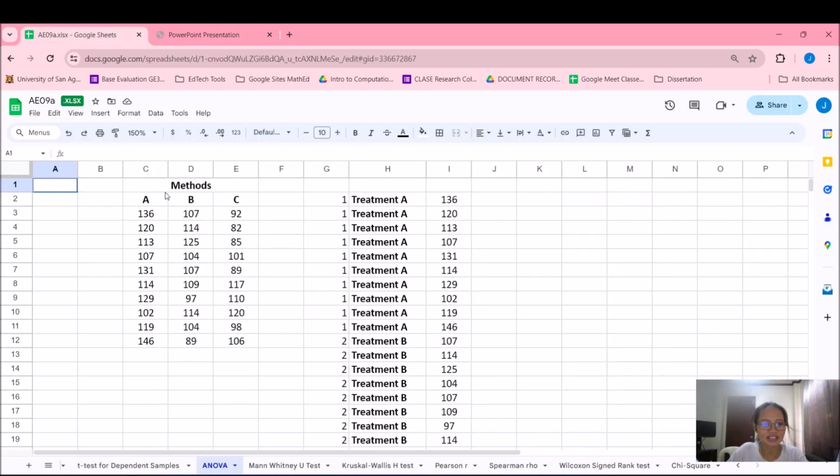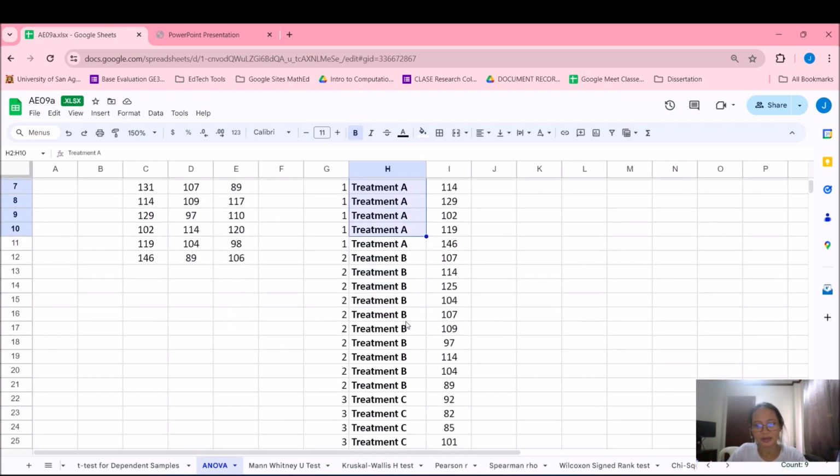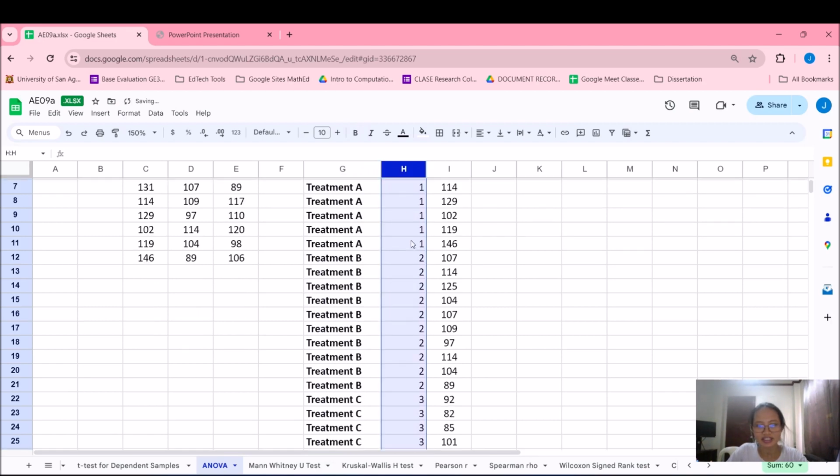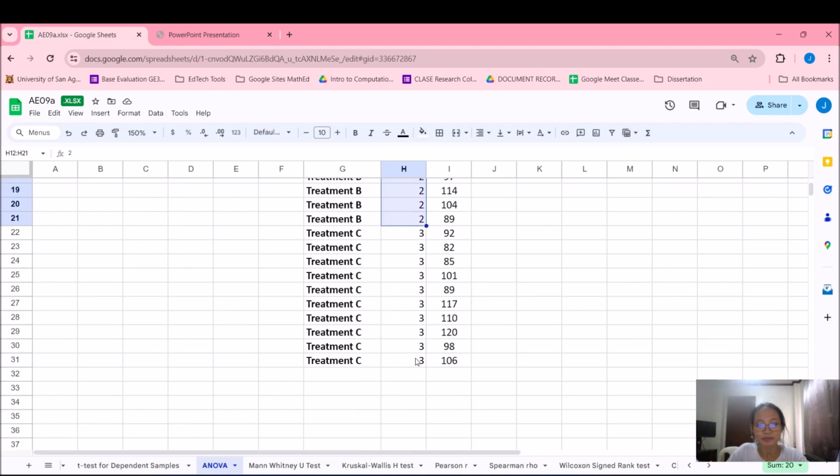Okay, so this is now your data. Methods A, B, and C, and these are the 10 people assigned to each method. Before logging that in SPSS for ANOVA, you can arrange it in this manner, where all of them are in the same column. This is your treatment, and these are the values equivalent to the treatment. As you can see here, you have 1 for treatment A, 2 for treatment B, and 3 for treatment C.